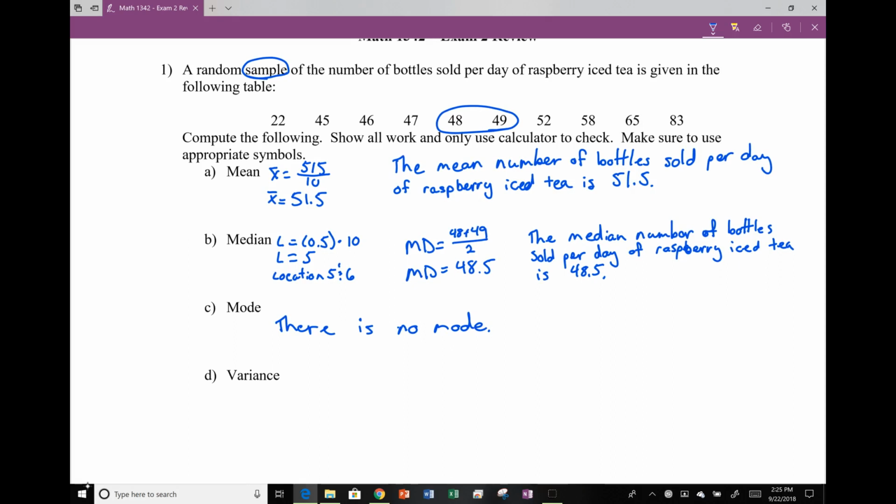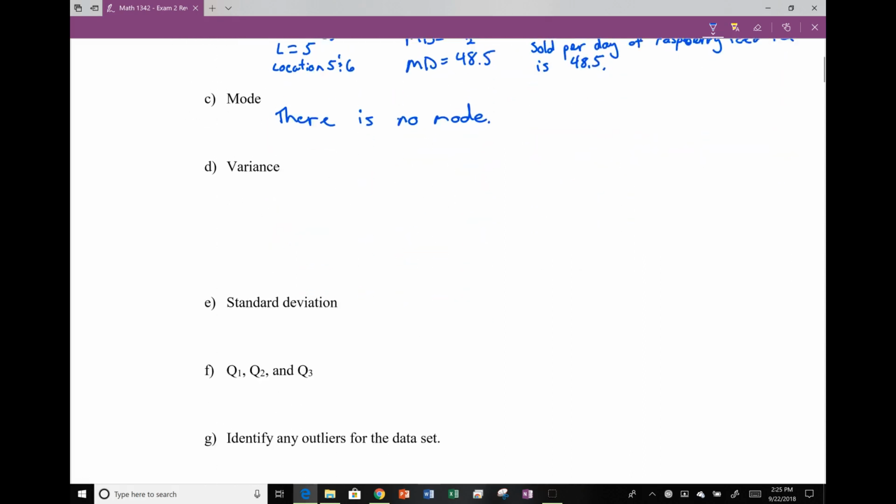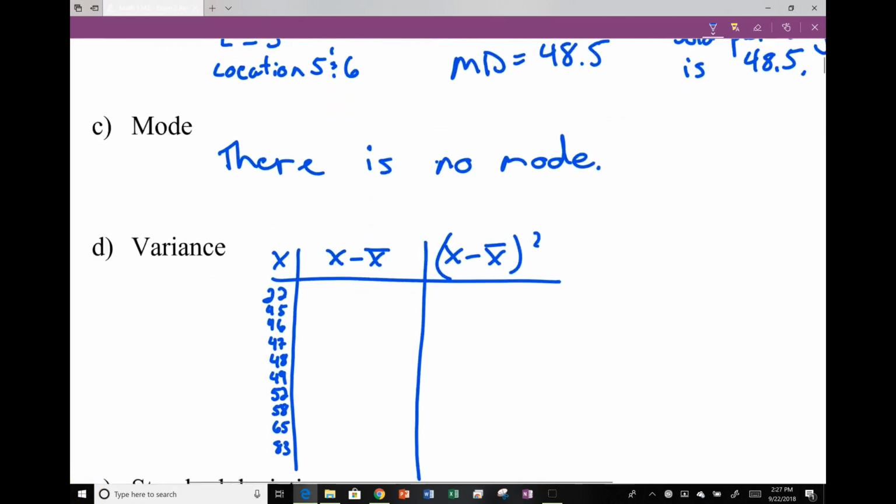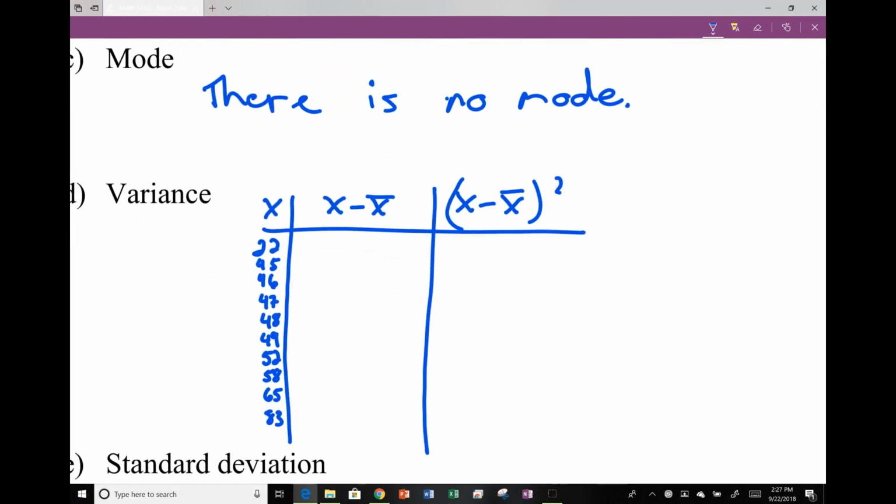Now I want to look for the variance. Recall, with the variance, the easiest way to do this is to set up your table with your values, then your value minus your mean, then your value minus your mean squared. So what I want you to do is go ahead and write down all of your values in this column, and then we will fill in the other columns. Okay, you'll notice that I've blown this up a little bit so it's easier for us to see. And what I've done is I've written down each value in the first column.